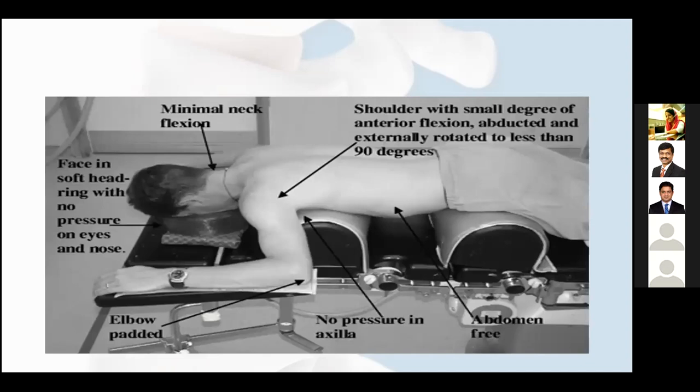So the patient should be placed properly in a prone position with minimal flexion of the head, the shoulder with a small degree of anterior flexion, abducted and externally rotated to less than 90 degrees. The abdomen should be free. There should be no pressure on the axilla, the elbow should be padded, and the face is placed in a soft head ring with no pressure on the eyes or the nose.